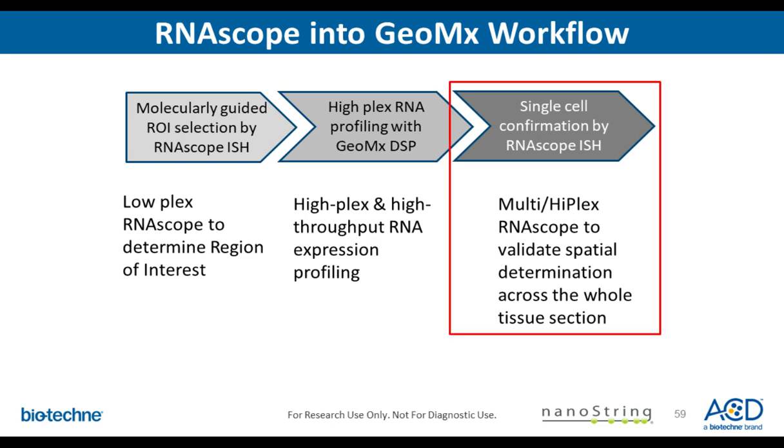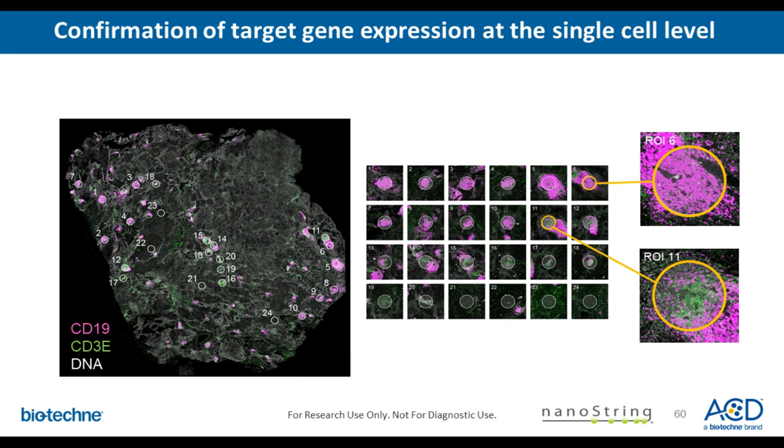Out of the 24 ROIs that were assessed by DSP GeoMx, we compared the gene expression profiles between two ROIs, ROI11 and ROI6, and validated the expression of a few genes that are significant in immuno-oncology research. As you can see on the screen, ROI6 is a CD19-rich ROI, whereas ROI11 is predominantly a CD3-rich ROI.